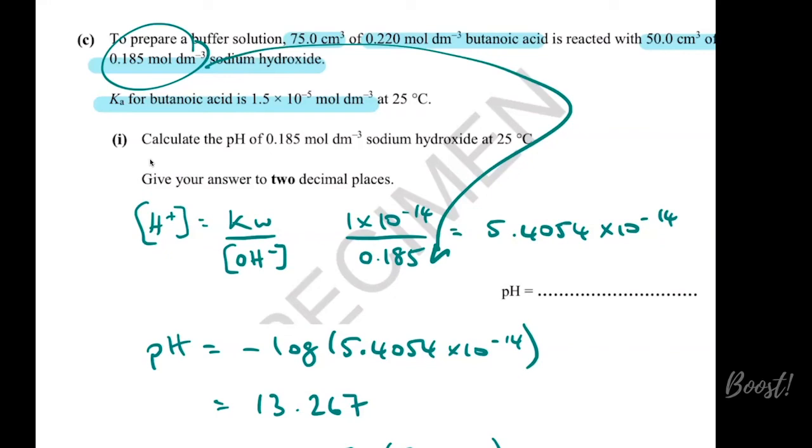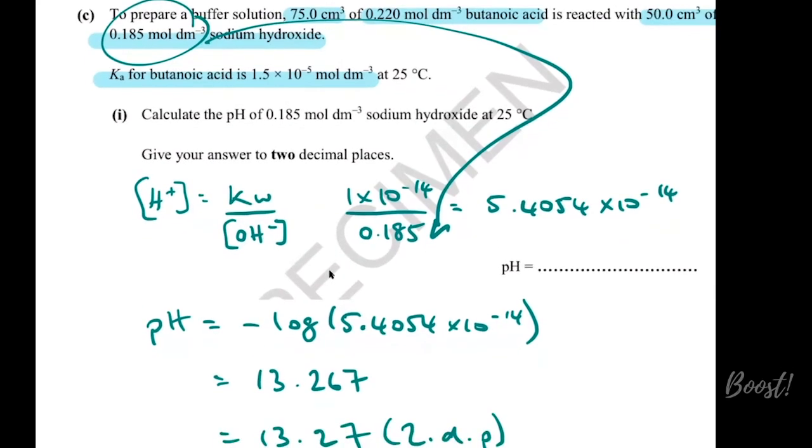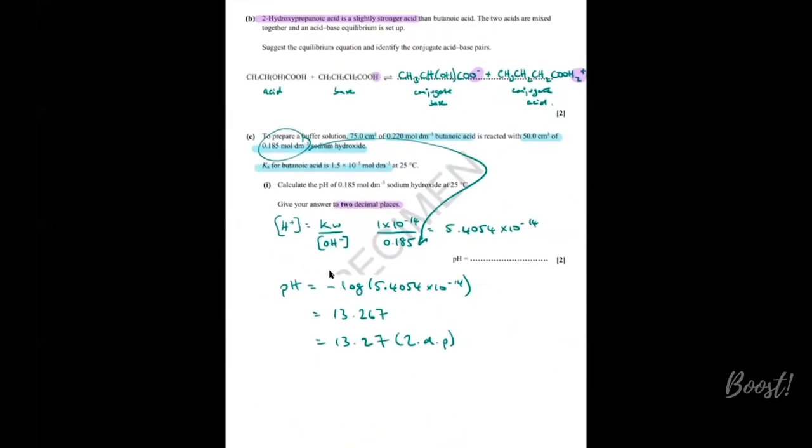Kw of water, 10 times 10 to the minus 14, and that gives us a concentration of H plus of 5.4054 times 10 to the minus 14. Put that into the pH equation. pH equals minus log of that gives you 13.267, which to 2 decimal places, which was asked in the question, 13.27.